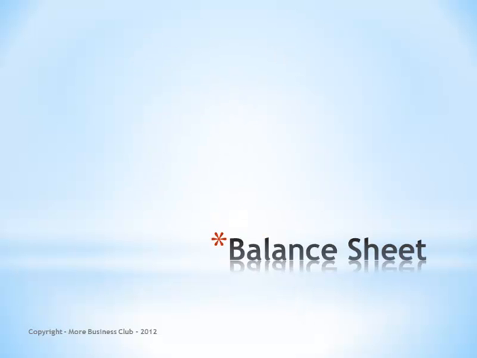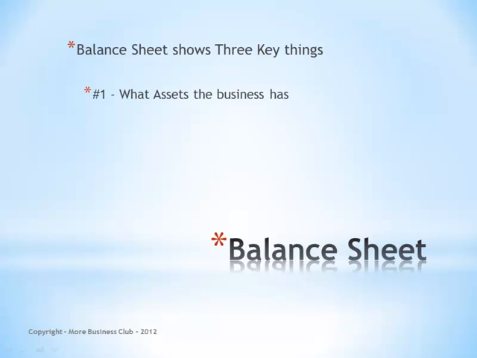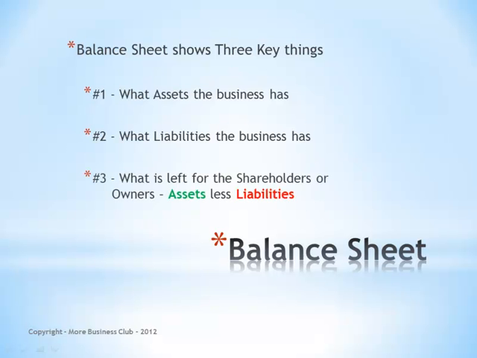The last report is your balance sheet, and the balance sheet shows three key things. First of all, it shows what assets the business has, i.e. what things it owns. Secondly, it shows what liabilities you have, which generally means money that you're owing to others. And thirdly, it shows what is left for the shareholders or the owners. If you take the assets of the business less the liabilities, whatever is left belongs to the shareholders or the owners of the business.